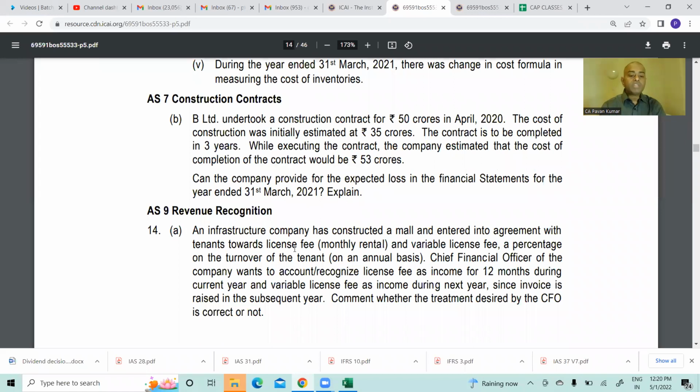Okay, so Sandeep, read Accounting Standard 7, question number 13B in RTP. B Limited undertook a construction contract for rupees 50 crores in April 2020. The cost of construction was initially estimated at rupees 35 crores. The contract is to be completed in 3 years. While executing the contract, the company estimated that the cost of completion of the contract would be 53 crores. Can the company provide for expected loss in the financial statements for the year ended 31st March 2021? Explain. Tell me.